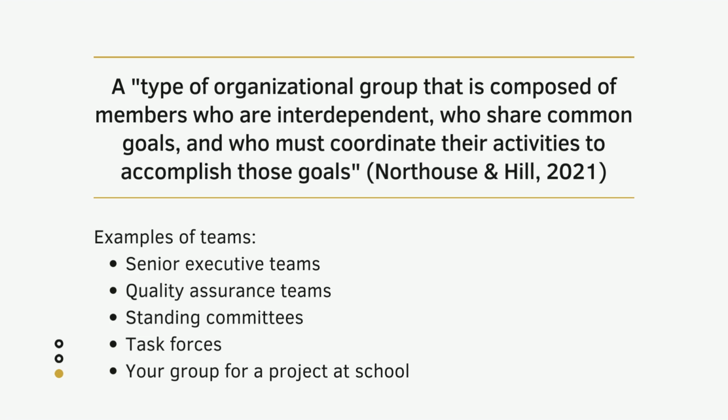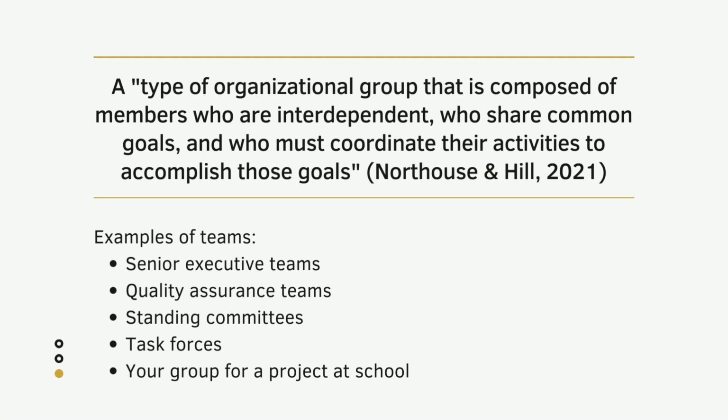So, what exactly is a team? Northouse states that a team is a type of organizational group that is composed of members who are interdependent, who share common goals, and who must coordinate their activities to accomplish those goals. So, a team can really be any number of people who are working towards one common goal.